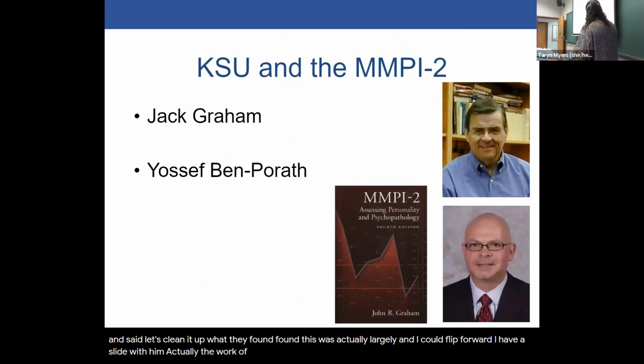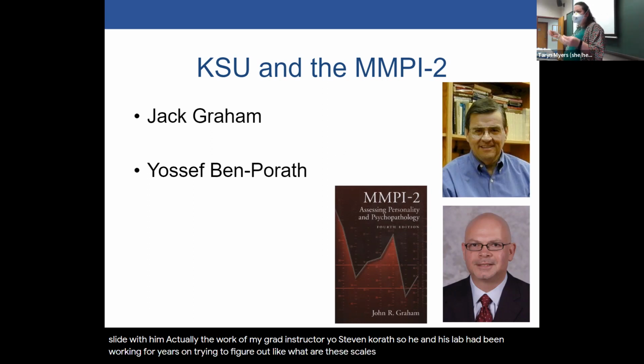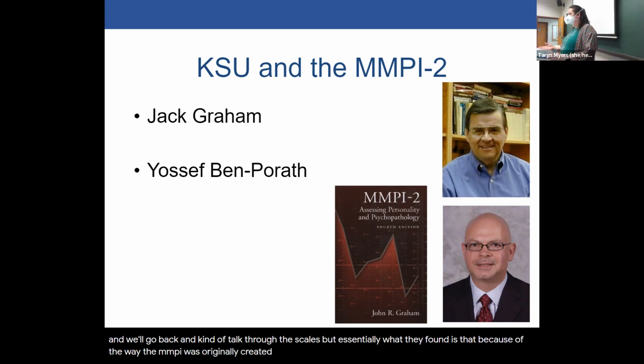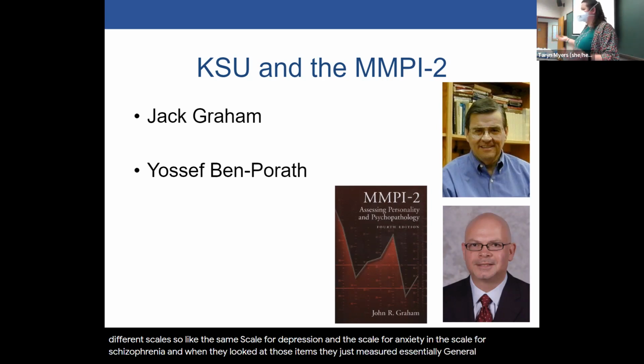Largely the work of my grad instructor, Yossi Ben Porath. He and his lab had been working for years on trying to figure out what these scales actually measure. And we'll go back and talk through the scales. But essentially what they found is that because of the way the MMPI was originally created, there were a lot of scale items that were used on multiple different scales. So the same item might appear on the scale for depression and the scale for anxiety and the scale for schizophrenia. And when they looked at those items, they essentially just measured general distress.